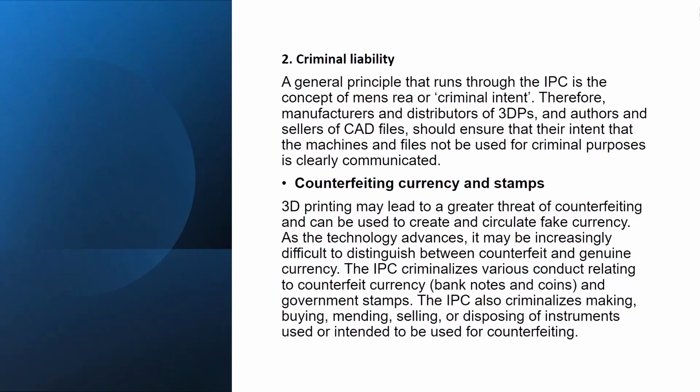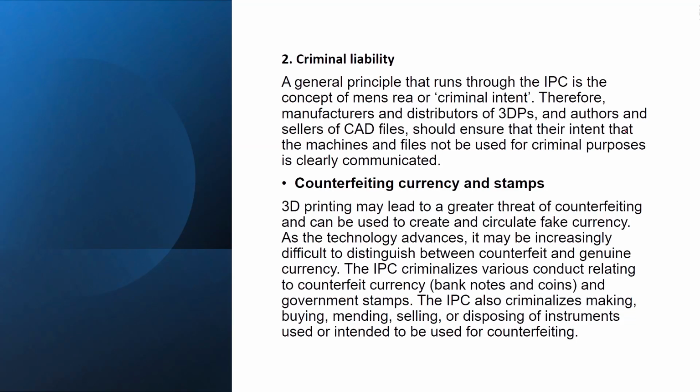The criminal liability, or the rule in criminal liability, runs through the mens rea, our concept of guilty mind. Therefore, manufacturers and distributors of 3D printers and authors and sellers of files should ensure that their intent that the machines and files not be used for criminal purposes is clearly communicated, right. So, this is something based on malice, or you may say based on a malafide intention.